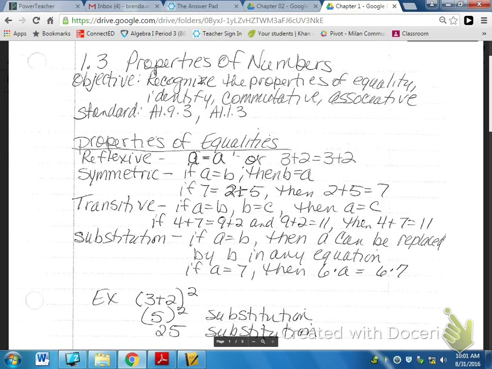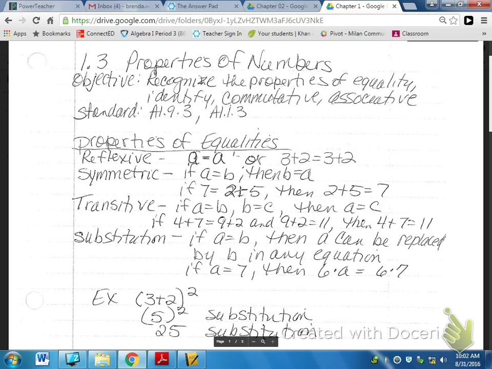So something equaling itself. Next, symmetric. If something's symmetrical, it's the same on both sides, is what I think of. But symmetric property here is if A equals B, then B equals A. It would be equal in either order. However you would need to write it, that would be okay by symmetric property, so you can turn things around. It might seem kind of silly, but you will see that come up once in a while to help with how problems are written.